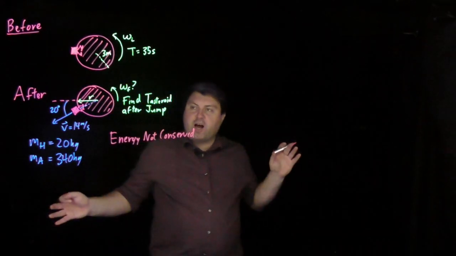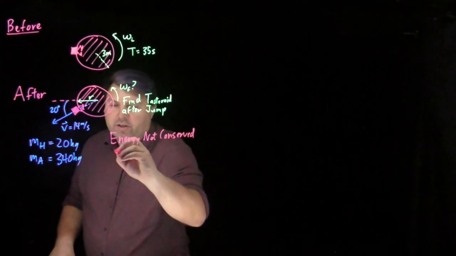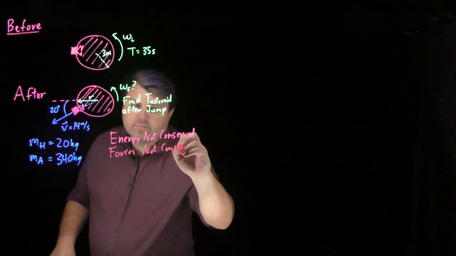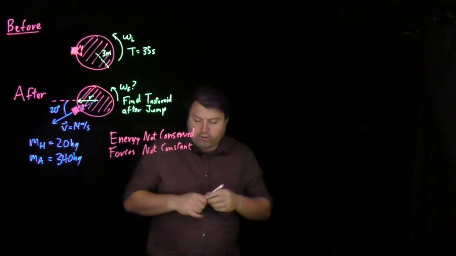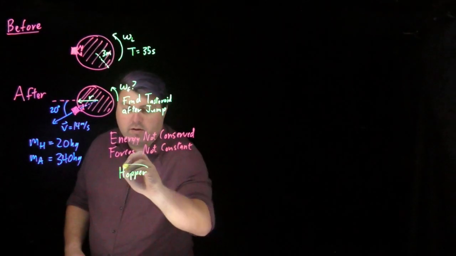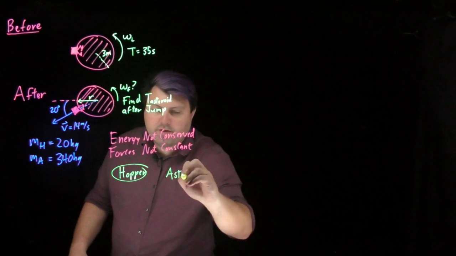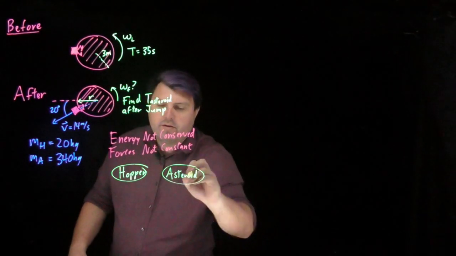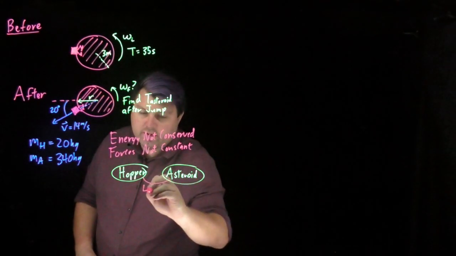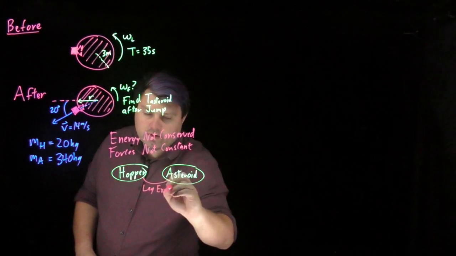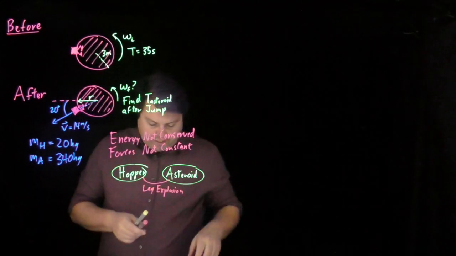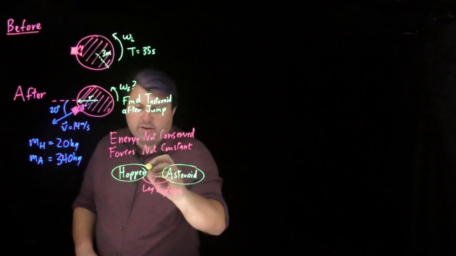When it jumps off of here, there's going to be something like an explosion where it has to expel some energy, so we do not have energy being conserved. Since we have this hop, we can't guarantee that the forces are constant, so the forces are not constant. But we could draw an interaction diagram where we have our hopper, our asteroid, and a force of the legs, this leg explosion force, and also our gravity.